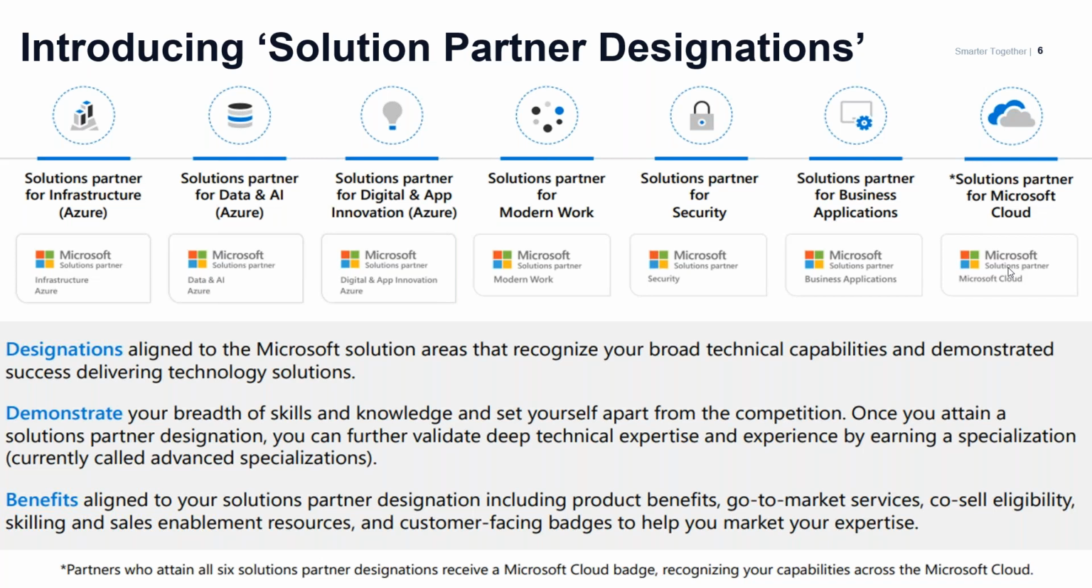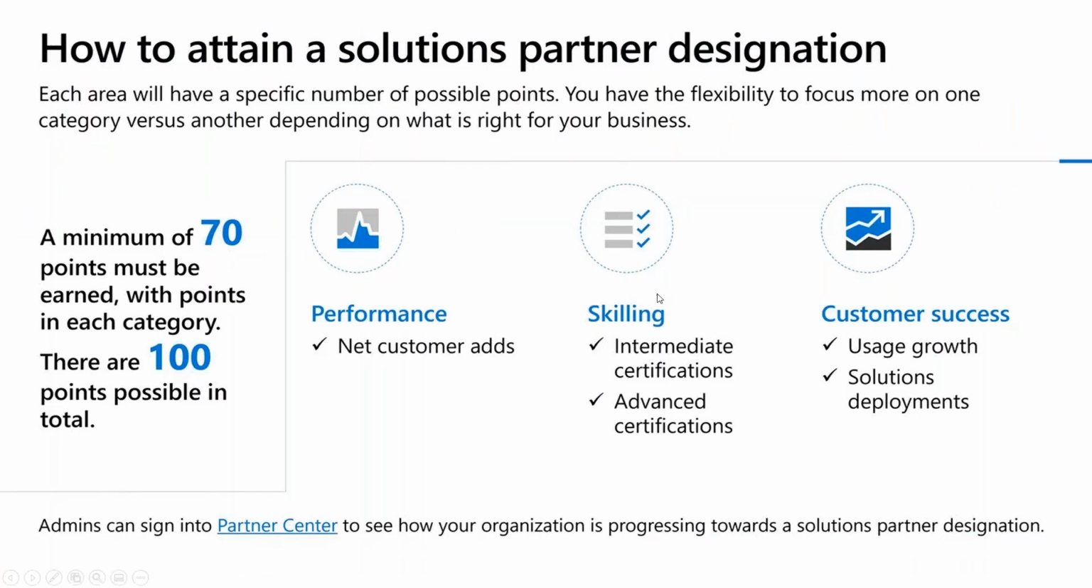So how do we actually achieve them? You will now be scored on a scale of 1 to 100. Instead of the other method before, when it was get 5 customers, get 20 customers, pass exams, Microsoft are now doing that on a points-based system that is broken down into the 3 points that you see on the screen: performance, skilling, and customer success.